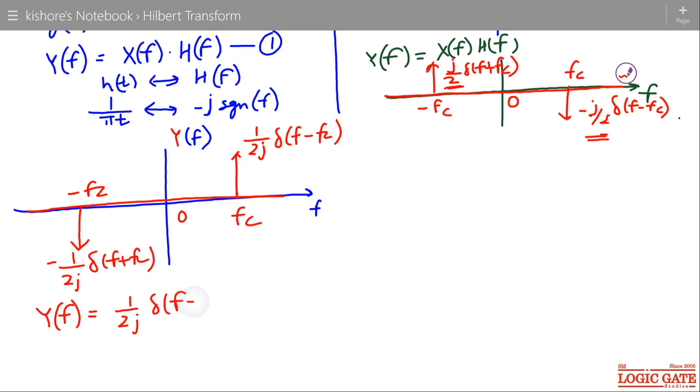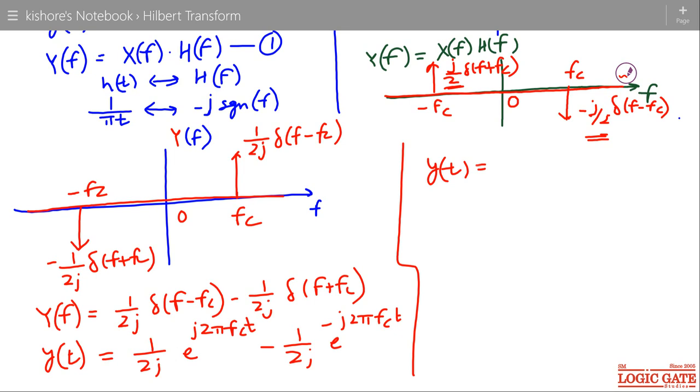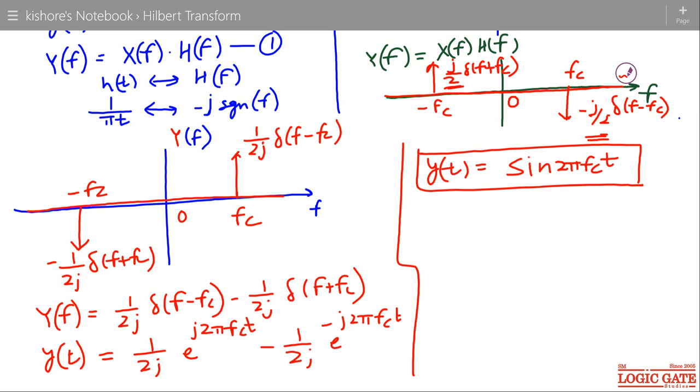So if I take the inverse Fourier transform of this YF, then it is 1 by 2j e to the power j 2 pi fc t minus 1 by 2j times the inverse Fourier transform of del f plus fc, which is e to the power minus j 2 pi fct. So this yt is sine 2 pi fct. This is the Hilbert transform of cos 2 pi fct. Now see, this yt is cos of 2 pi fct minus pi by 2, and cos of 2 pi fct minus pi by 2 is sine 2 pi fct.